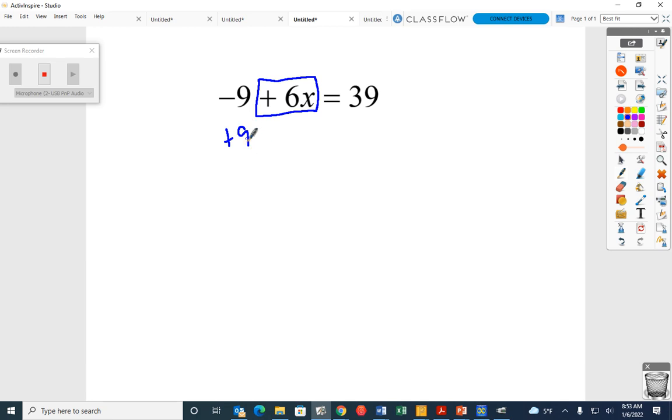If I do something to one side, I've got to do it to the other. So if I add 9 here, I also have to what? Add 9 there. Very good. Now what happens to these? They cancel. What happens to this 6x?